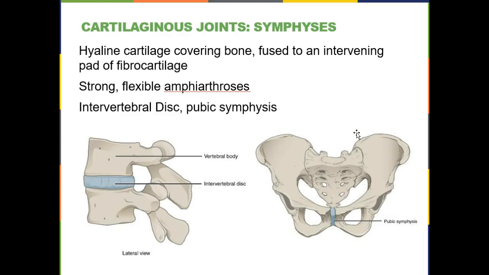Then the second cartilaginous joint is a symphysis. This is typified by fibrocartilage. This is an amphiarthrosis. There's a little bit of movement. And we have two examples of them where they're basically the same kind of joint. It's a symphysis joint. You have the intervertebral disc, which we've seen between your two vertebrae, and then the pubic symphysis, which is that pad of fibrocartilage right there between your two pubic bones.